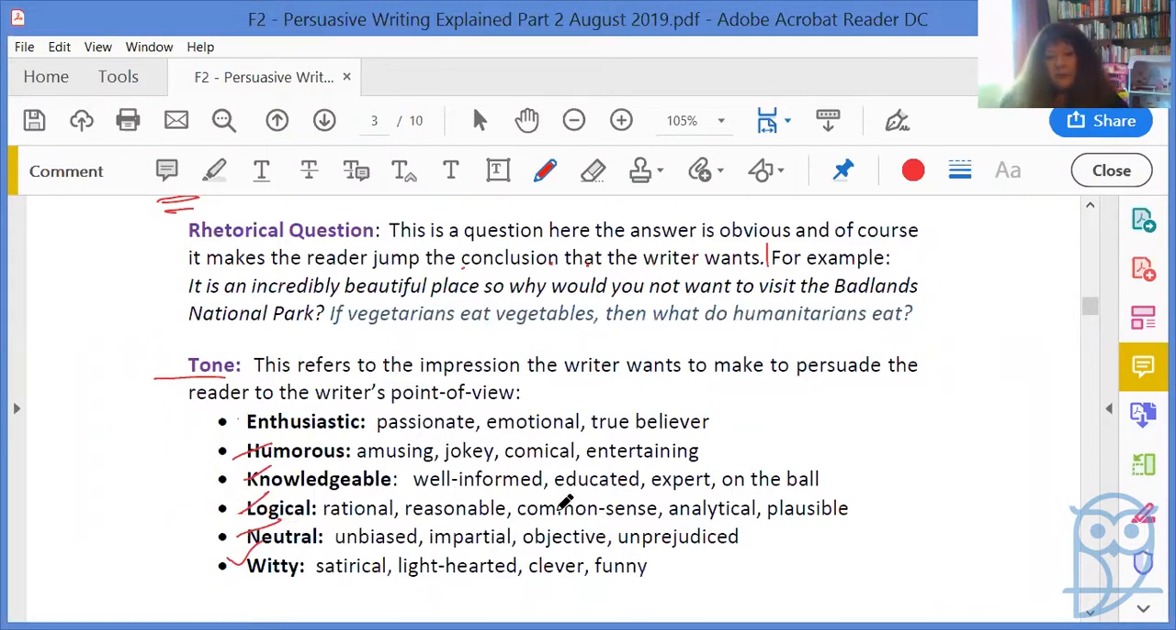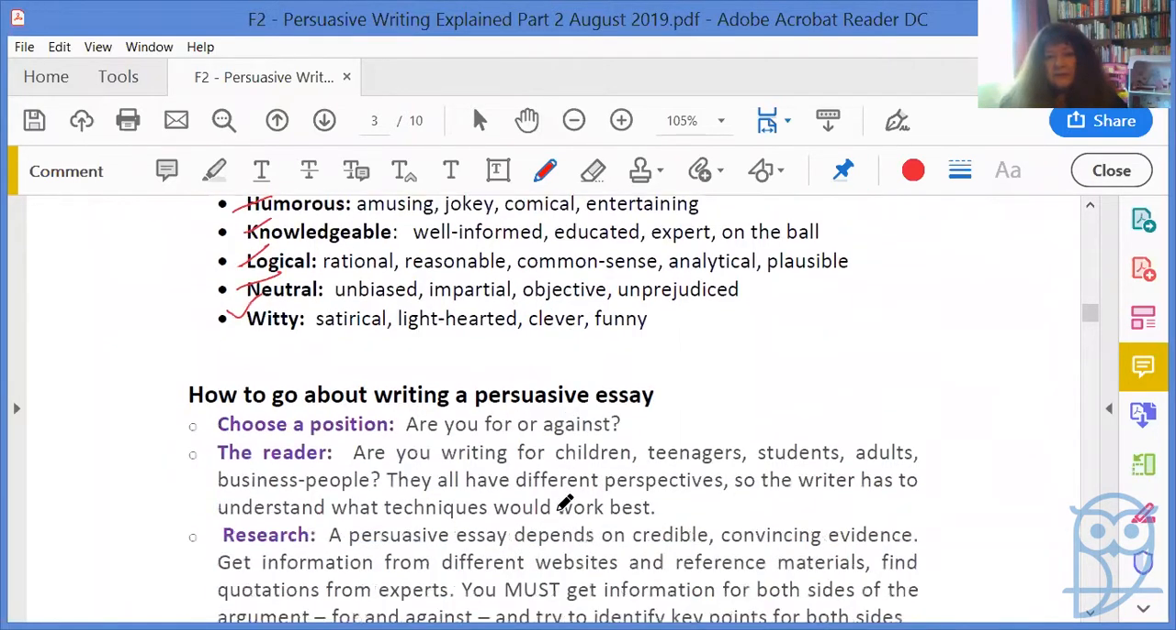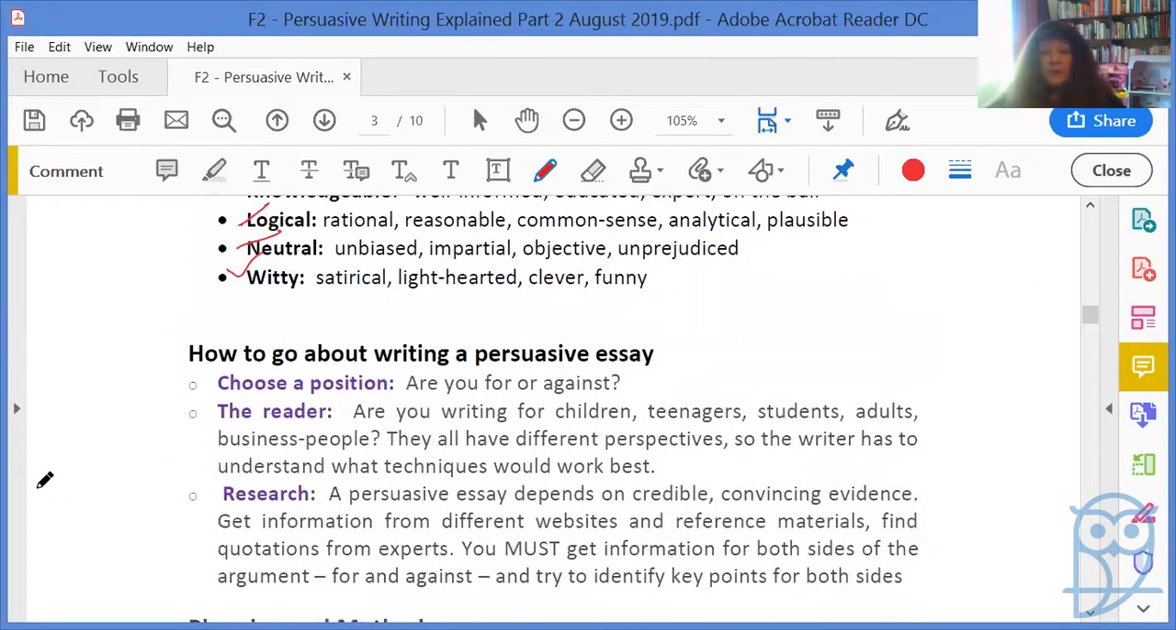But in order to answer that question, you need to think about this, how to go about writing that persuasive essay. First of all, are you for something or are you against it? Okay? It doesn't have to be your personal beliefs. Maybe you're thinking, well, I know a lot about things against this, so maybe I should be against it. Or alternatively, you might say, oh, I know a lot of things that are pro this particular item, so maybe I should go that way. It doesn't have to be your real true feelings.